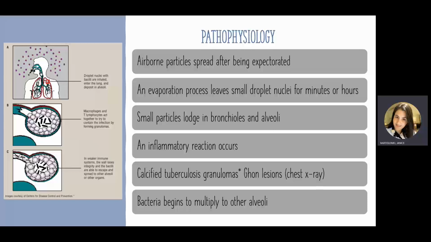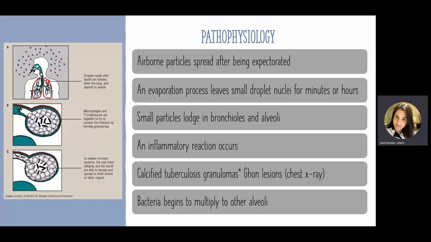But in the immunocompromised, or people that may not have a strong immune system, the wall that these T cells create around the bacteria breaks, and that's how it starts spreading to other parts. What you see on X-rays are these calcified lesions, called Ghon lesions, from the calcification of the bacteria being enclosed by the T cells.